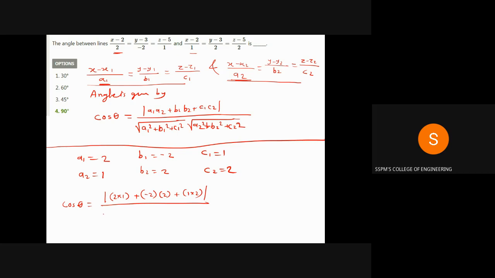Divided by root of, in the first root, a1 square plus b1 square plus c1 square, which is 2 square plus minus 2 square plus 1 square, into the second root, a2 square plus b2 square plus c2 square. Those values are 1 square plus 2 square plus 2 square. So we will get 2 minus 4 plus 2.